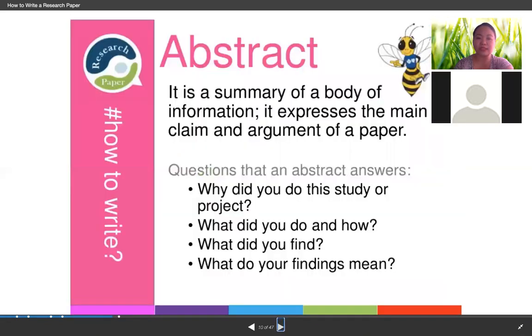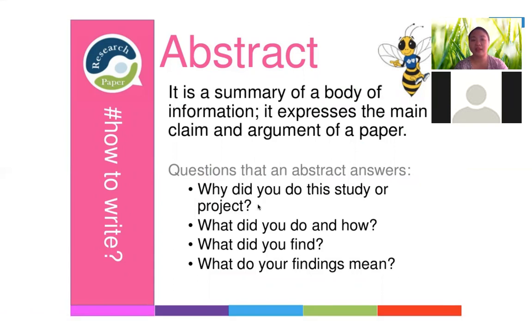So now how to write your abstract. Since this is a summary of a body of information, it expresses the main claim and argument of a paper. So this will answer the following question. Why did you do the study or project? So you did this because there is a pandemic, for example, no? Or there is a low production, for example. So you need to increase the production using different treatments of fertilizer or whatever soil conditioner.